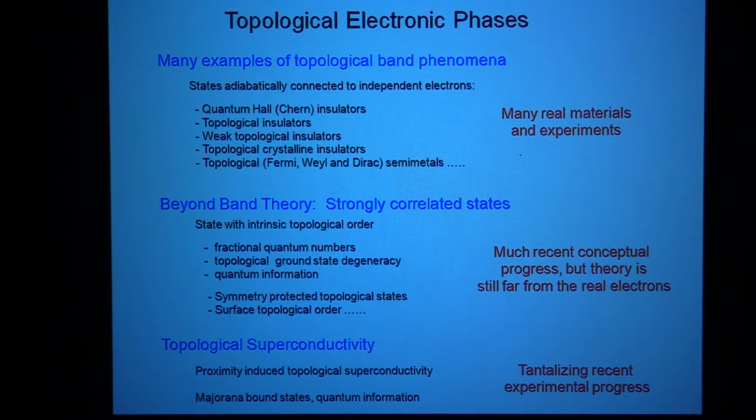In particular, the interesting situation is topological superconductivity. This is an area where it's really a strongly correlated state, but we can understand it using topological band theory, and there is tantalizing recent experimental progress here at Princeton and around the world in our efforts to make topological superconductivity come to life in the real world.